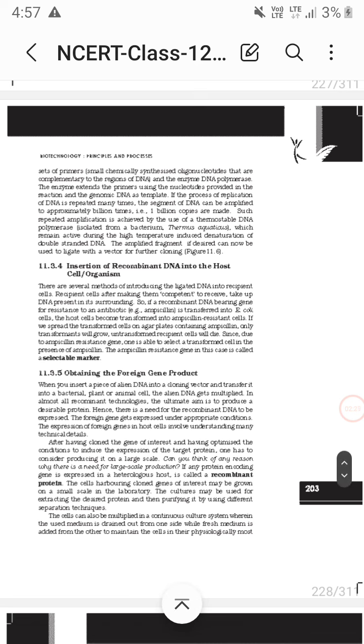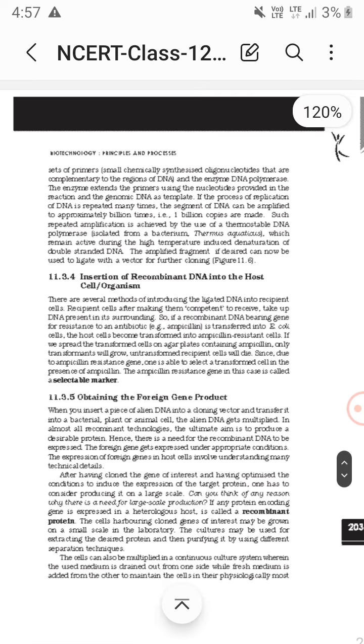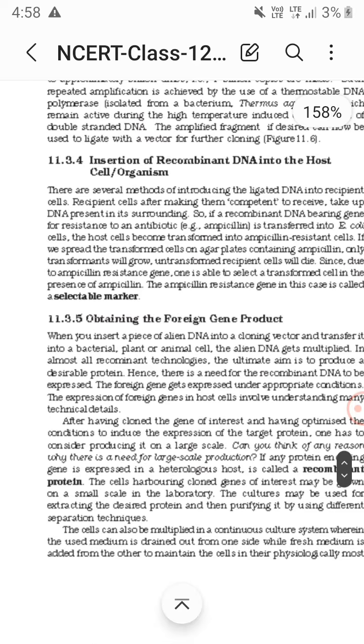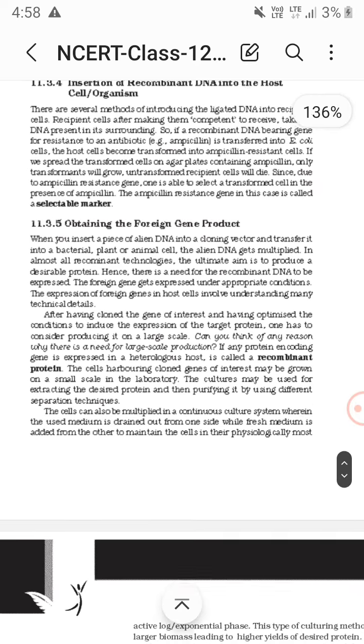Now, the insertion of the recombinant DNA into the host cell organism. The ampicillin resistance gene in this case is called a selectable marker. So, insertion of the recombinant DNA into the host cell using the selectable marker. Now, obtaining the foreign gene product.